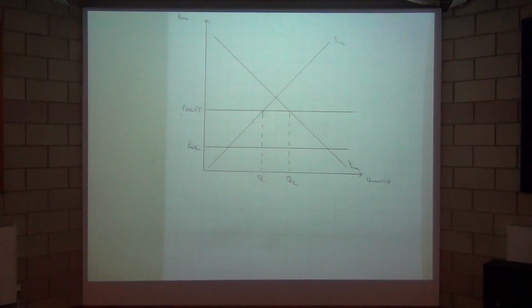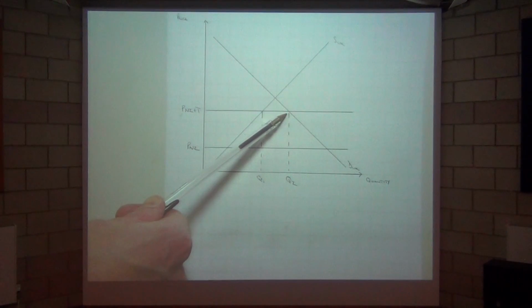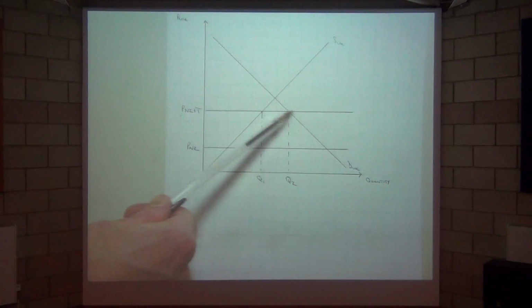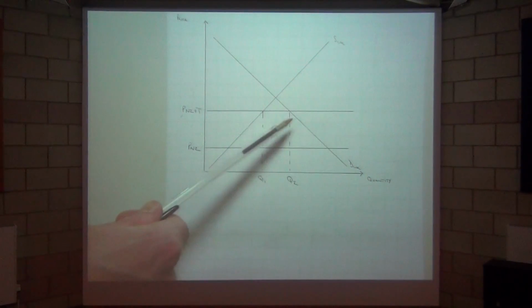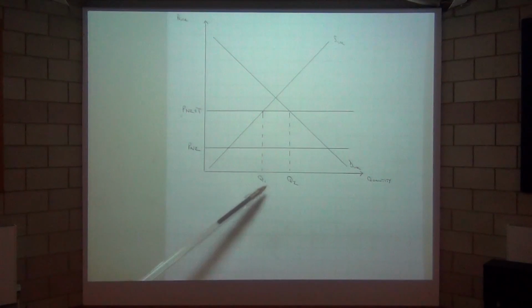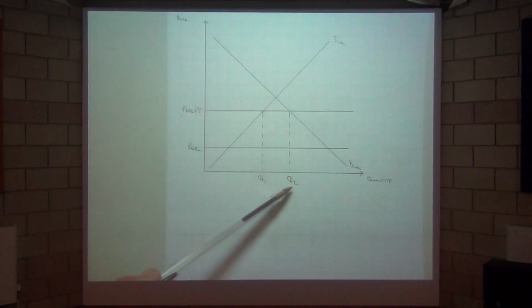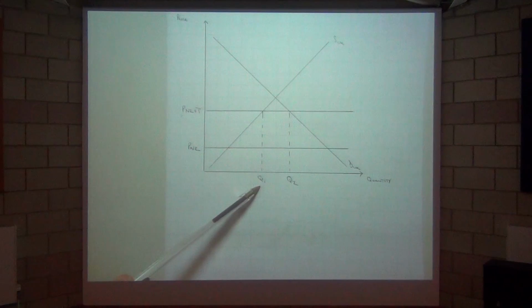At a price of PNZ plus T, demand is equal to this point here, where the domestic demand curve, DUK, cuts the PNZ plus T line. And so we have this curious scenario here where quantity demanded is greater than quantity supplied.